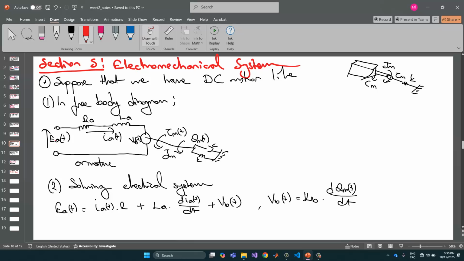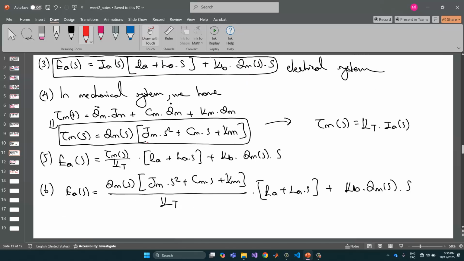After that, we take the Laplace transform in order to obtain the frequency response. And after that, we also have the mechanical system. Torque equals theta dot Jm plus Cm plus theta m plus Km theta. Right? This is the mechanical system, and we also have a transfer function here for the mechanics.